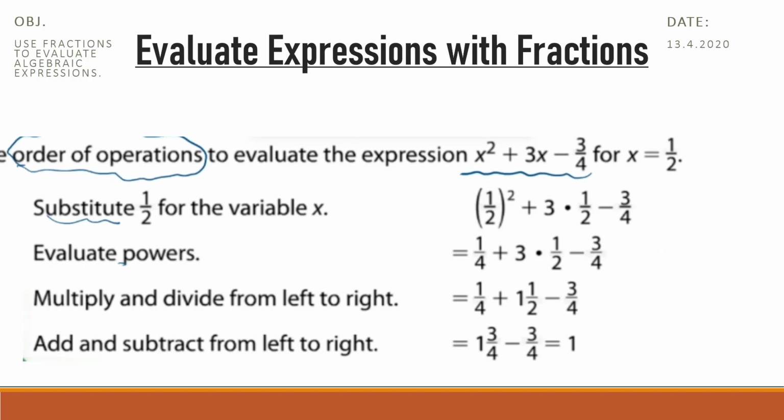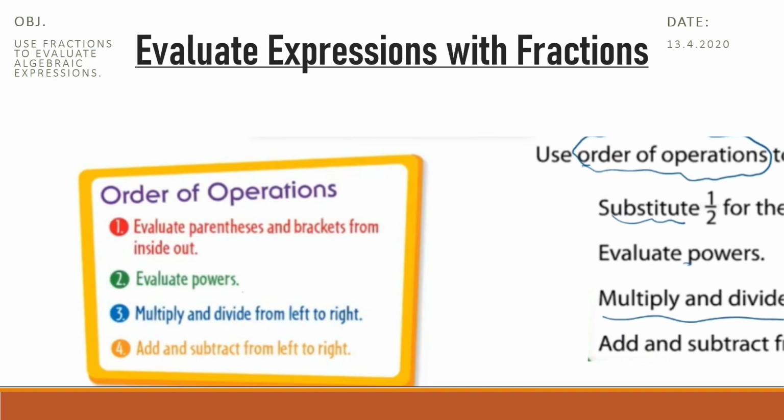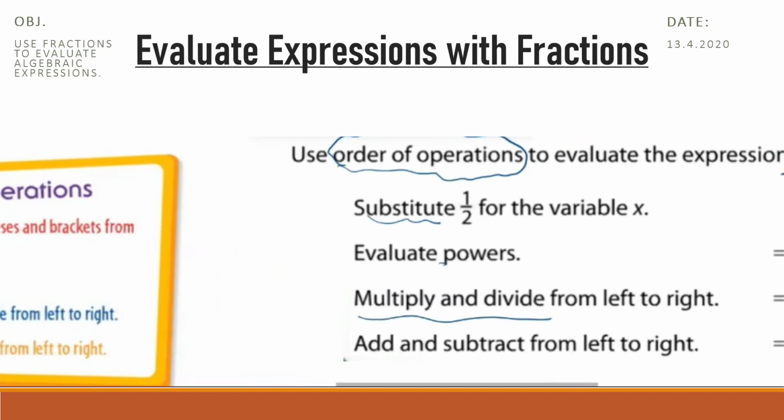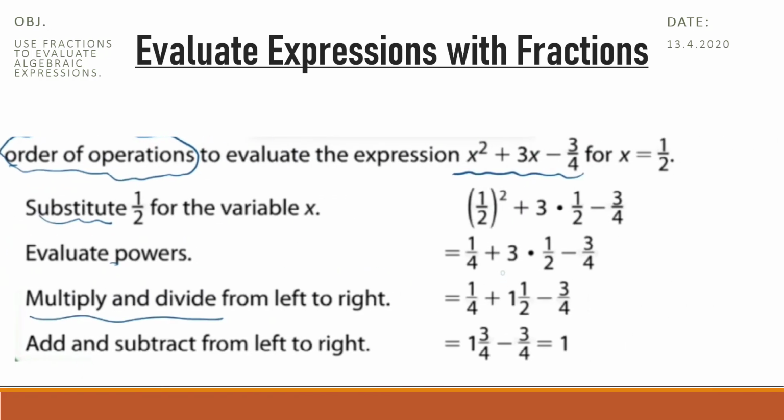Do it step by step. In the second step, multiply and divide. Of course, we said powers, then multiply and divide, and after that add and subtract. And don't forget from left to right. Okay, we have here multiply, so we will multiply 3 by half. 3 by half, this is 3/1 multiplied by 1/2, which is 3/2. And 3/2 is equivalent to 1 1/2. So it's 1 1/2.